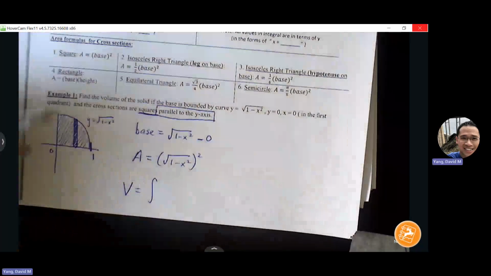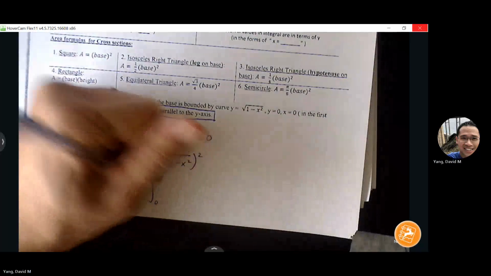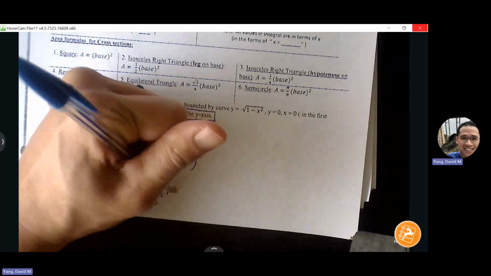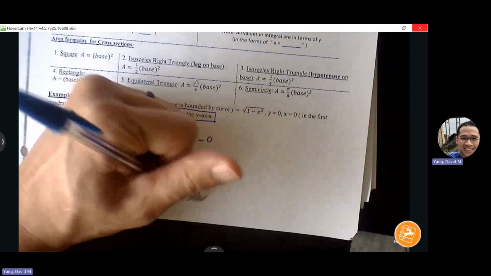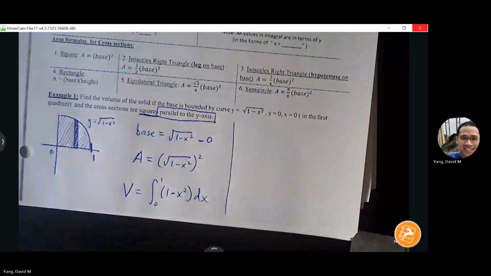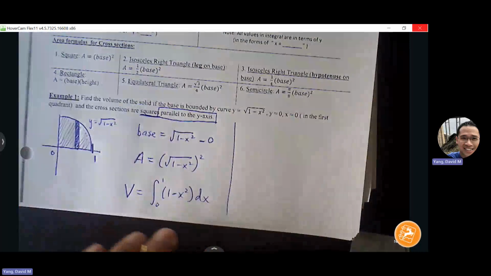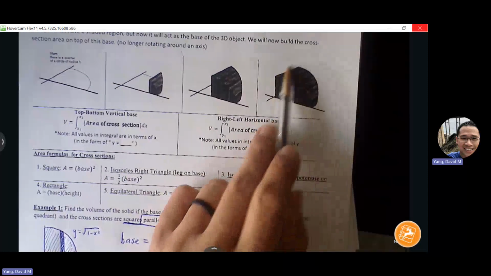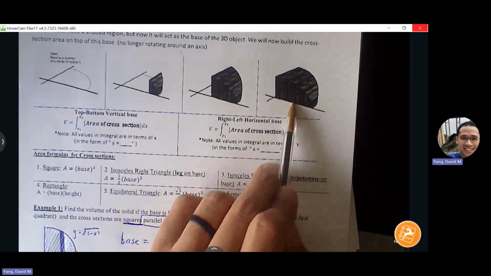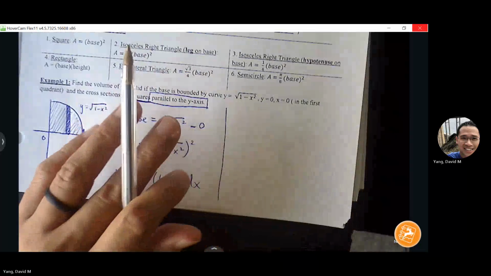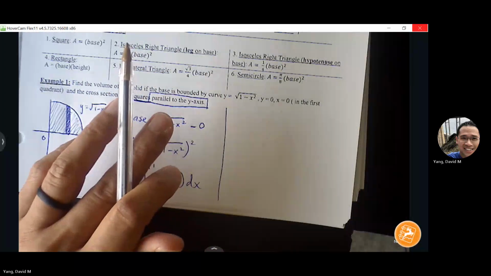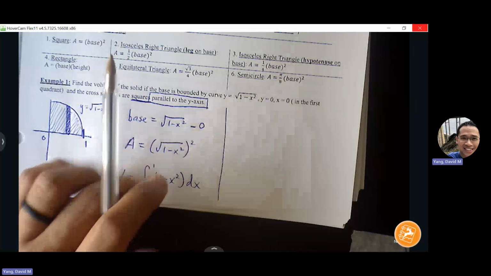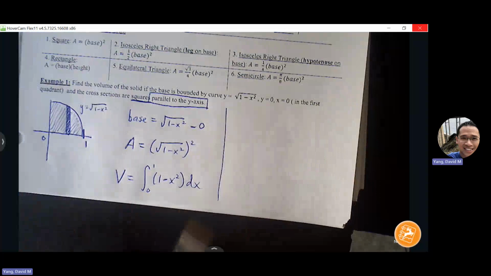So the integral from 0 to 1 of my area, which if I clean that up, is just (1 minus x squared) dx. And that's it. Whatever we get for volume, this is what we're finding: the volume of this object here. Okay, we can use our calculator. We're just going to enter this into the calculator here.